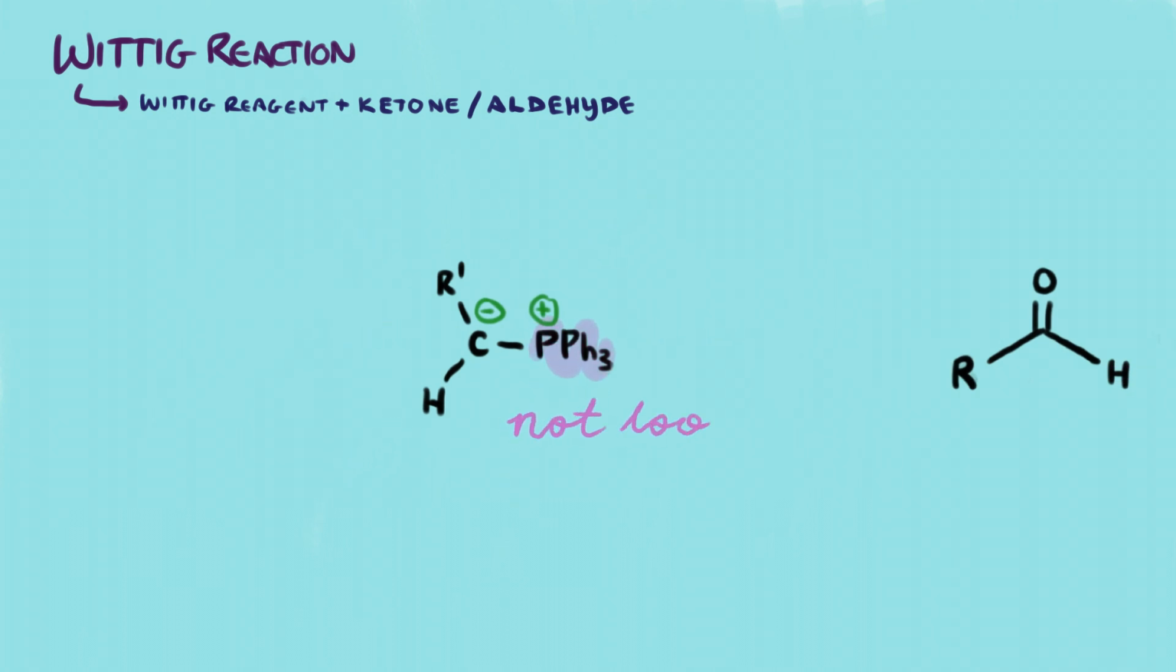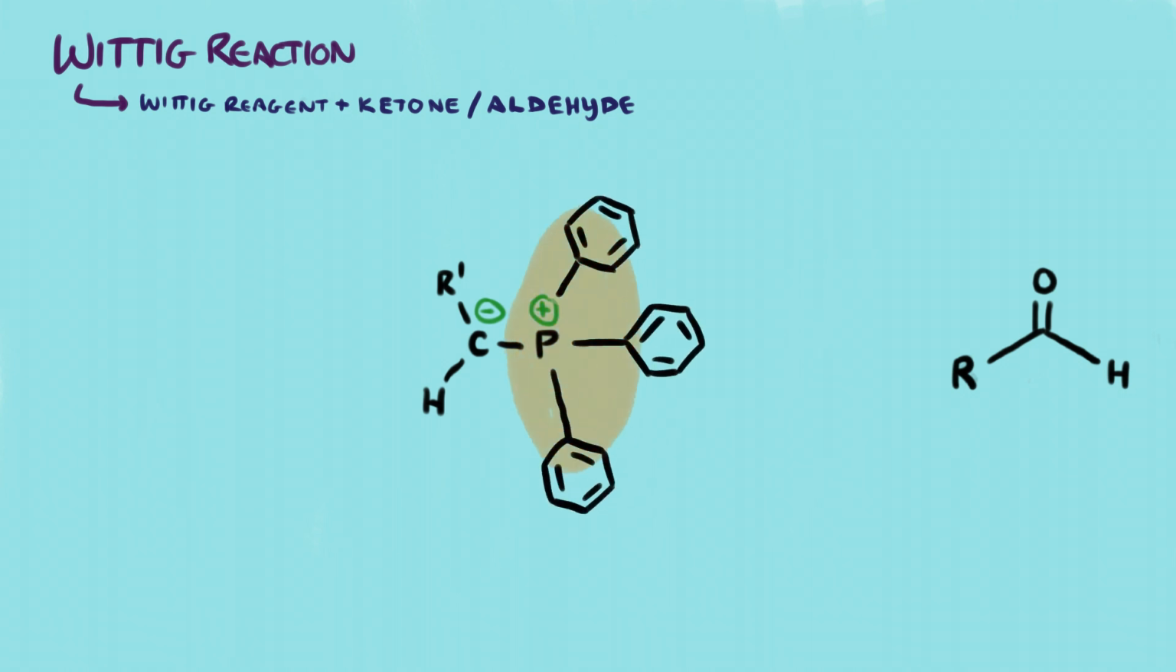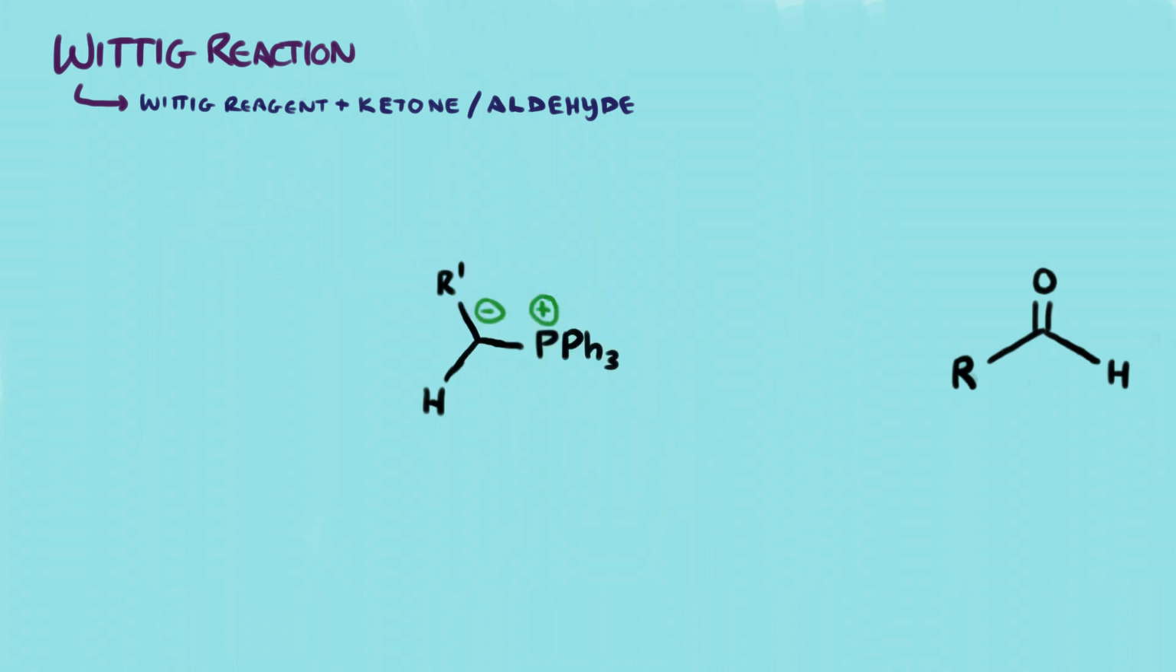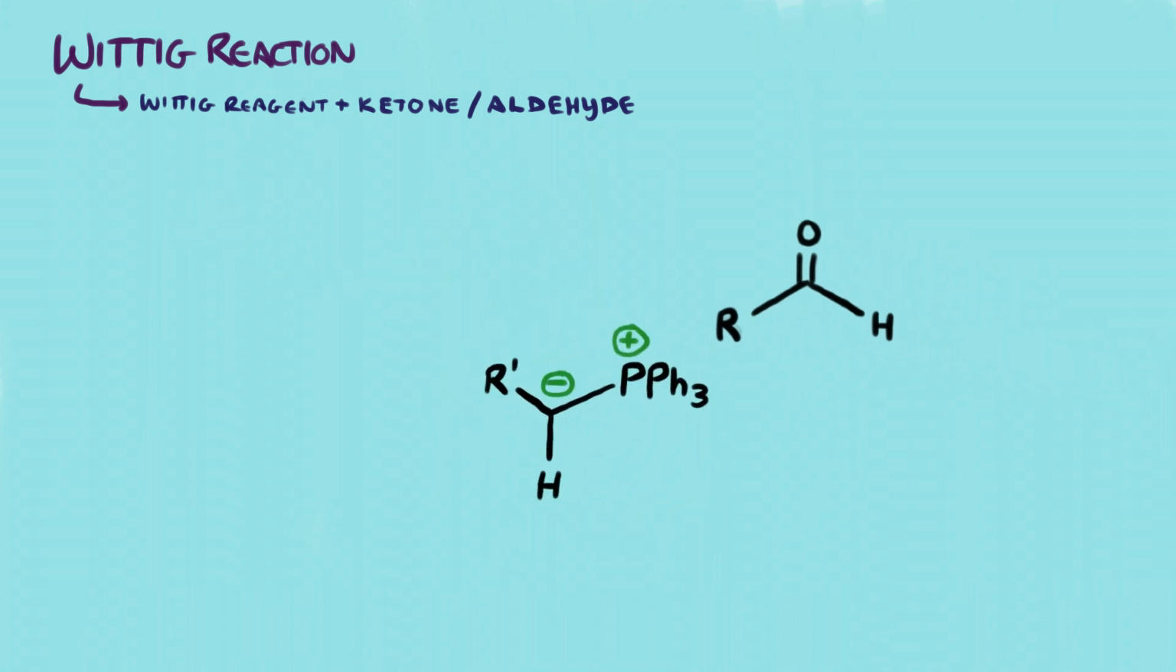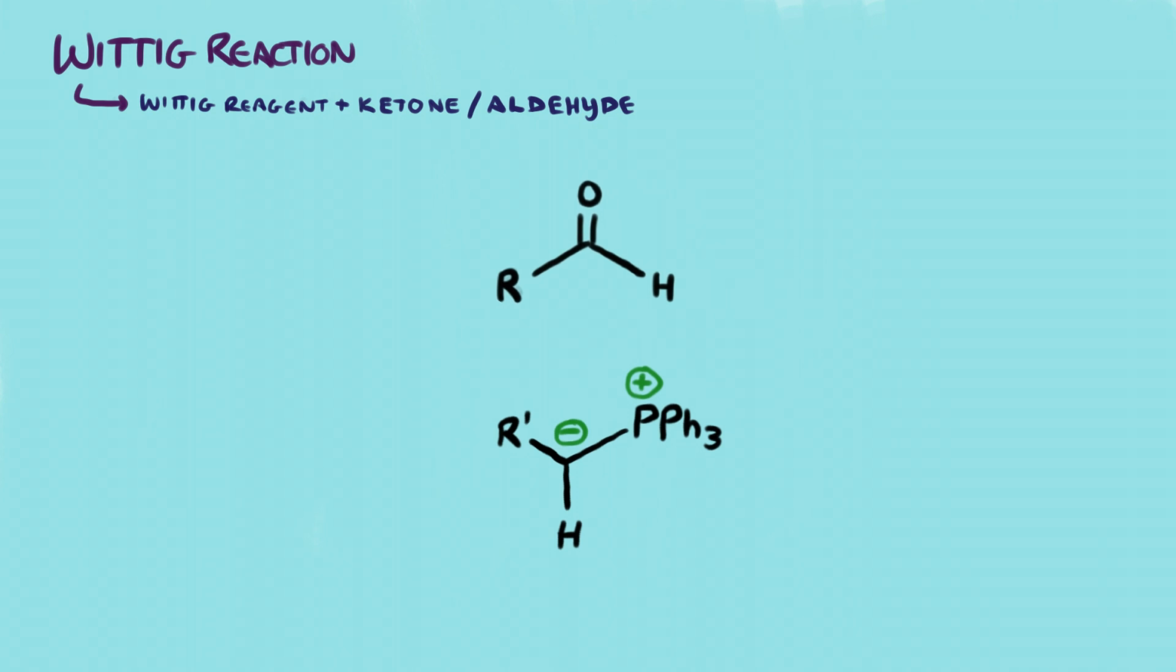When it's written out like this, it does not look too big, but let's briefly remember its actual structure. There are 3 phenyl groups bonded to a phosphorus. We can comfortably assume the R' group is smaller than this. Now, the ylide and aldehyde will line up, so to say, for the first nucleophilic attack.